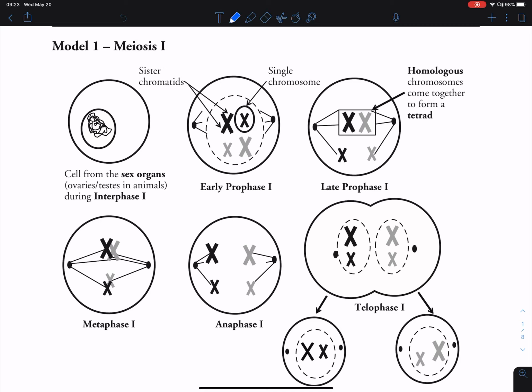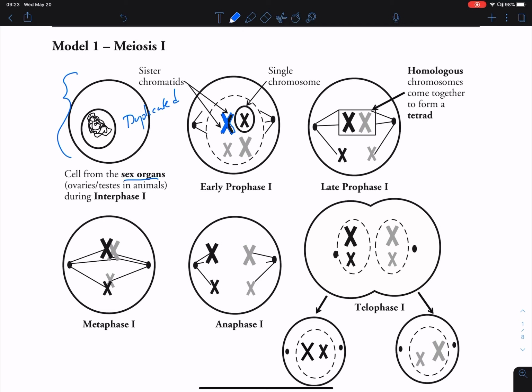So in terms of our starting cell, remember there's an emphasis that this is the starting cell in sex organs and that the DNA has been duplicated. The reason you know the DNA has been duplicated is because you have X's. So if you remember here, this is one sister, and then this right here is the other sister. So we know that at this point the DNA has already been duplicated.